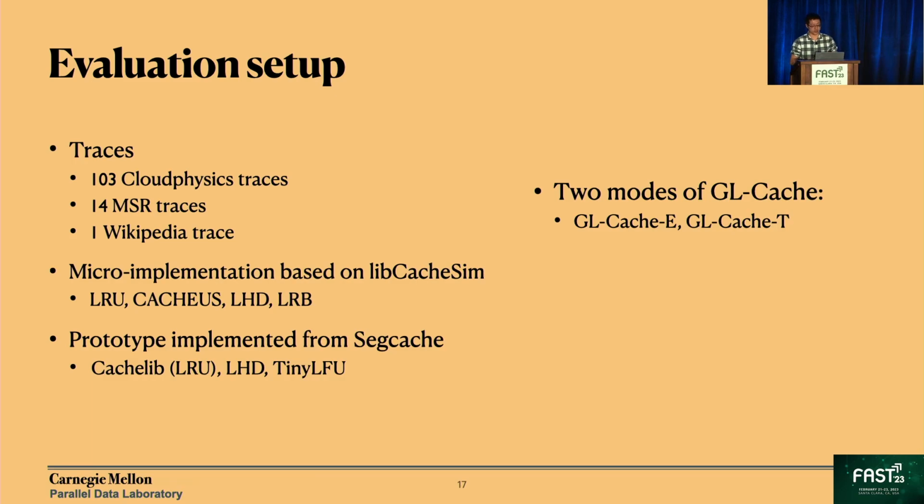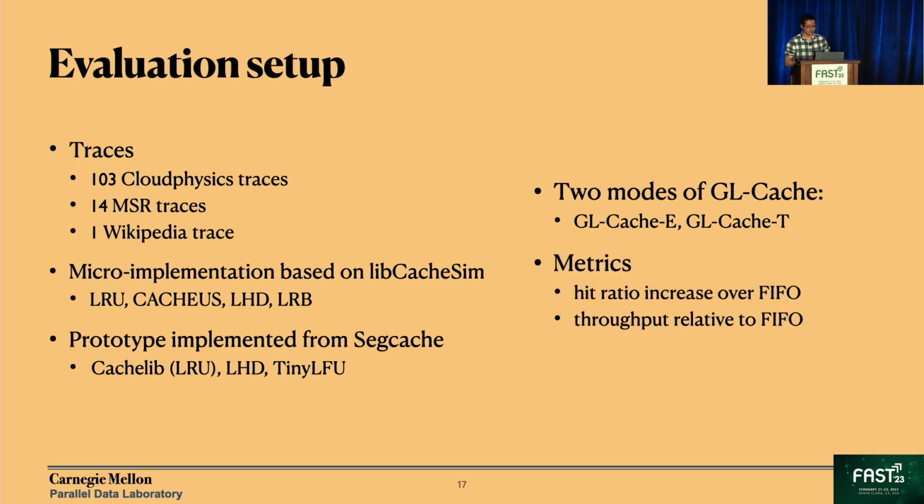So we can run Geocache under 2 modes. One is efficiency mode, one is throughput mode. So that's Geocache E and Geocache T. Because we have hundreds of traces, the hit ratios of these different workloads have a wide range. So we show hit ratio increase over FIFO and throughput relative to FIFO as our metric. In today's talk, I'm going to focus on the CloudPhysics trace with the simulator implementation.